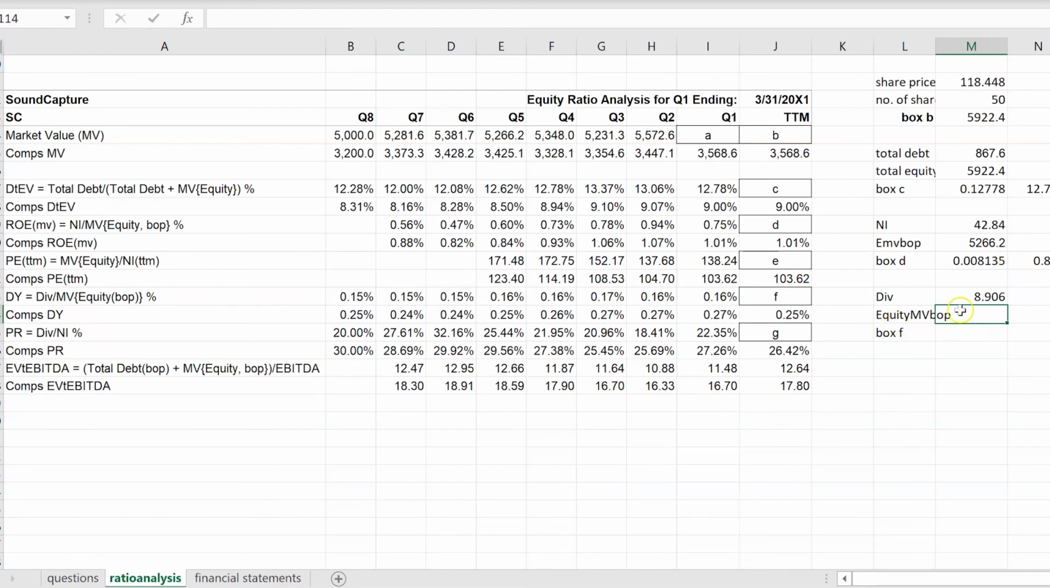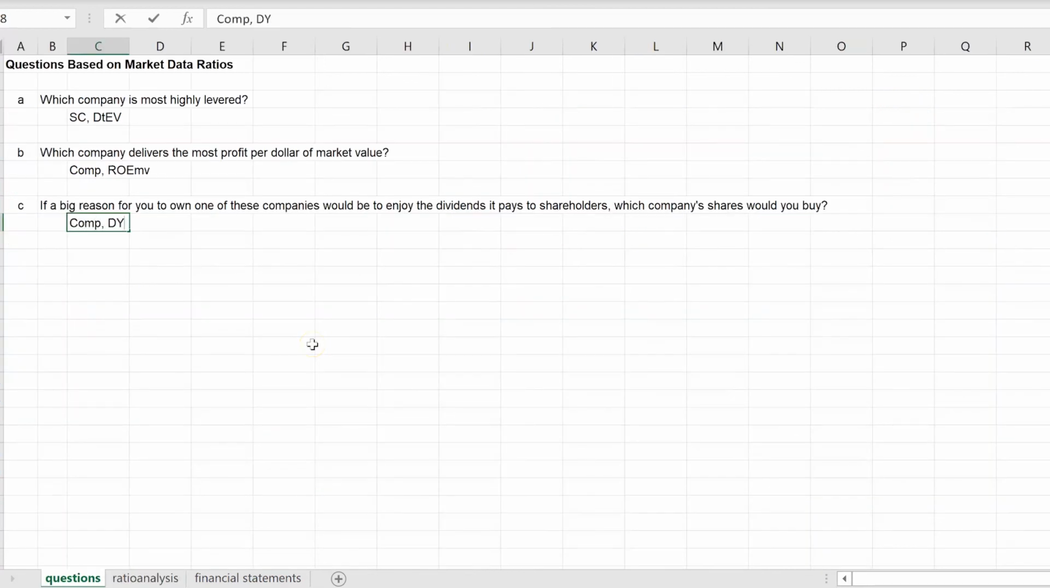And then equity market value beginning of period. Equity market value is right up here. Beginning of period would be quarter 5. So we're going to copy that number down. And then to solve for box F, we just take dividends divided by equity market value beginning of period, and we get roughly 0.17%. To answer this question, we are going to compare SoundCapture's dividend yield to its comparable's dividend yield. And so SoundCapture is 0.17%, its comparable is 0.25%. So if we're buying the company just for the dividend, we are going to buy the comparable company because it gives us a greater dividend yield. So we're going to say comparable because with the dividend yield ratio.